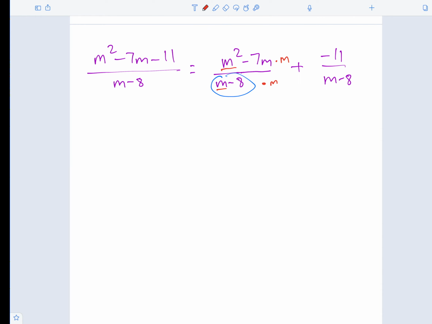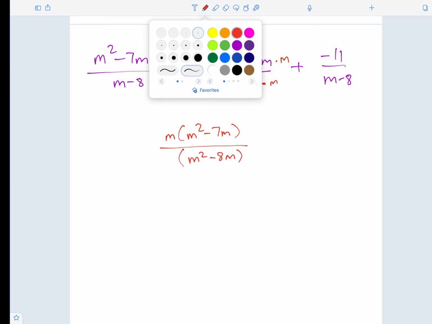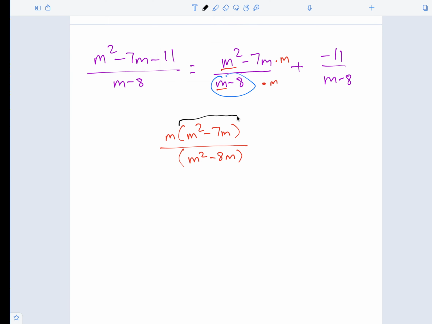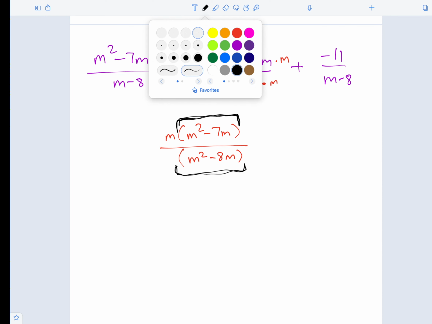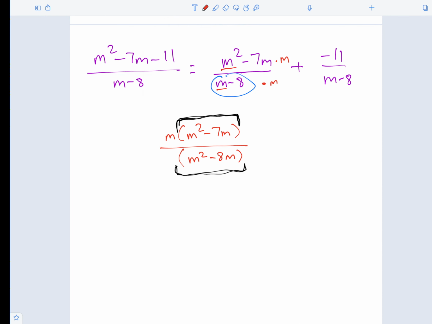Okay, and what this is going to give me is m times m squared minus 7m over m squared minus 8m. Okay, so the project here is we're trying to get this to match with this, right? But we know a very cool trick, which is, let me write this as m times m squared minus 7m, give myself a little space, over m squared minus 8m.